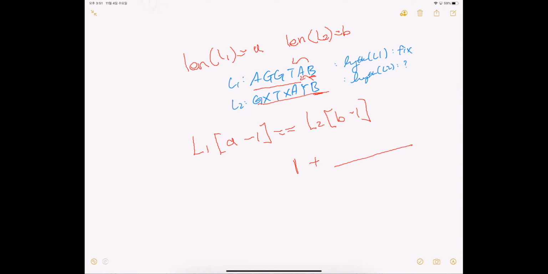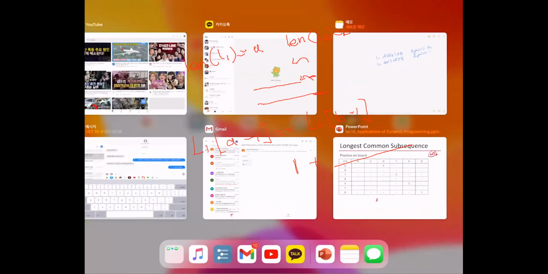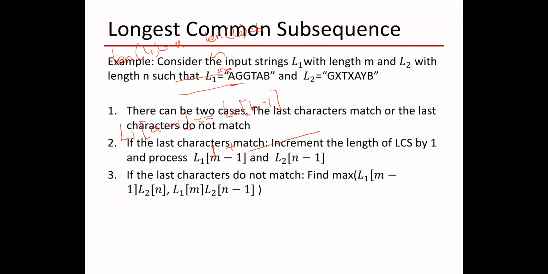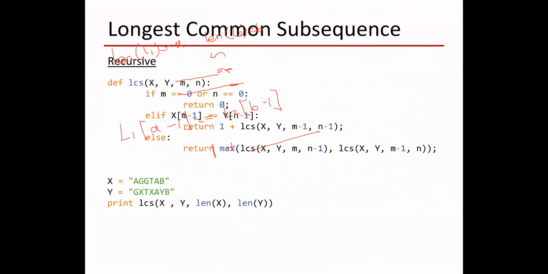So I think you are trying to explain what we did in here, right? Okay. Anyone else? Thank you, Jungmin. Anyone else? No, nobody?